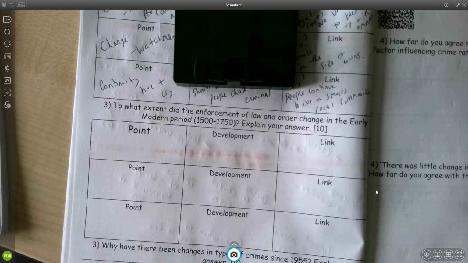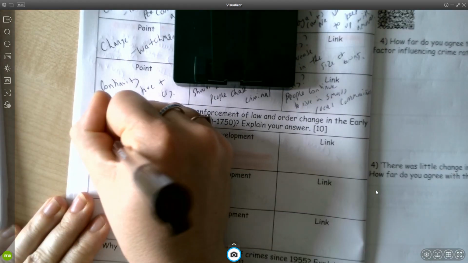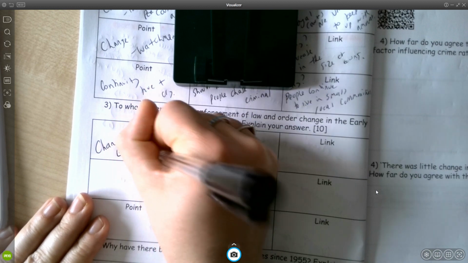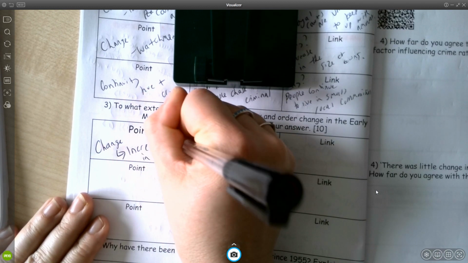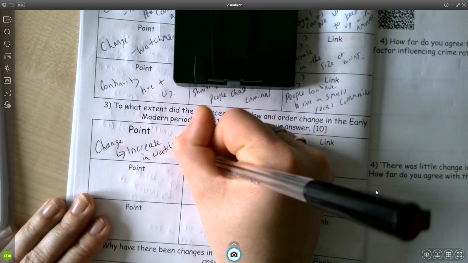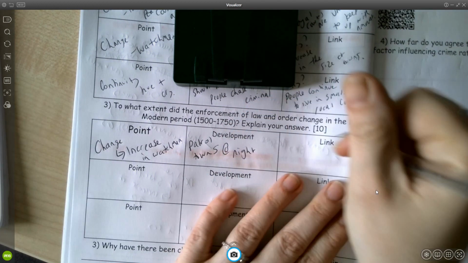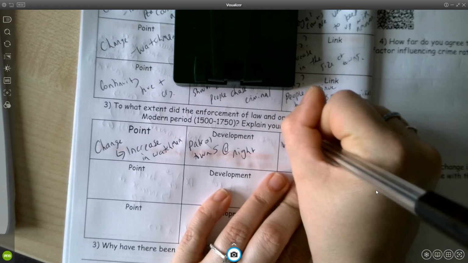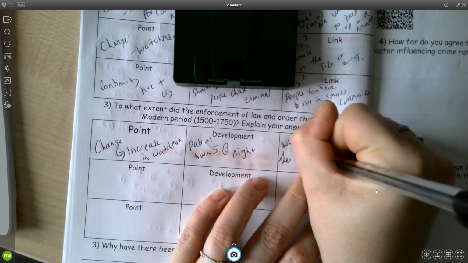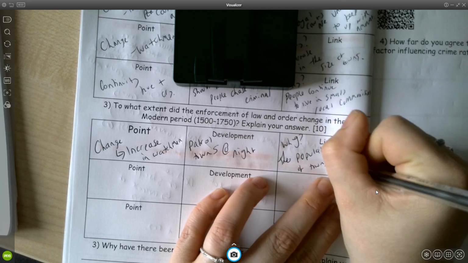Okay, so let's start with change. Increase in watchmen. You can use the exact same bit of knowledge from before as to what they are. They patrol towns at night. And again, you want that why. Why do they increase? Because again, the population of towns has increased.